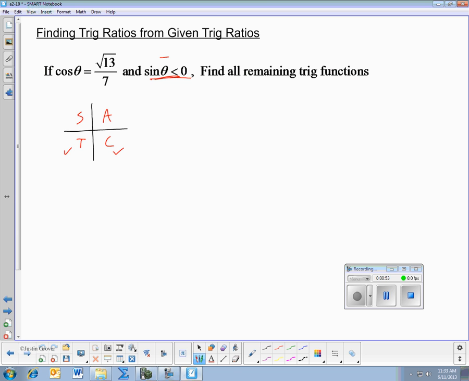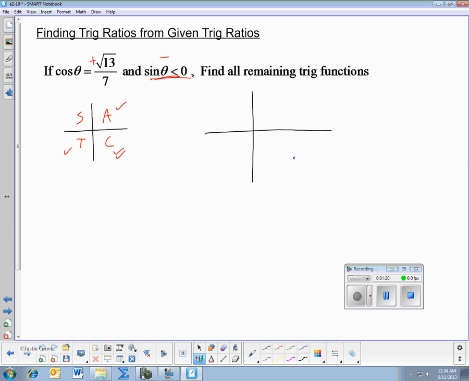Cosine, they're telling you it's root 13 over 7, but they're also telling you that it's a positive root 13 over 7. So not only is it giving us a specific ratio, but it's also telling us the sign, because the sign of the ratio is positive. And cosine is positive where the C stands for cosine positive. So we know we're in quadrant 4. And so we need to draw ourselves a picture of a triangle in quadrant 4.